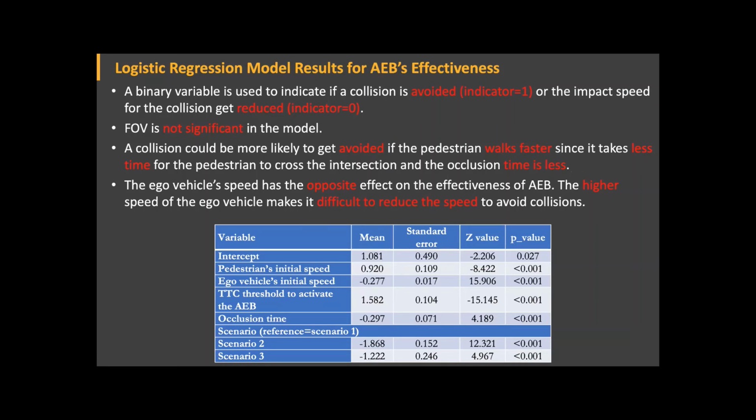We also conducted a logistic regression model. Here's the result. A binary variable is used to indicate if the collision is avoided or the impact speed of the collision gets reduced. All factors except the FOV are significant in this model. A collision could be more likely to get avoided if the pedestrian walked faster, since it takes less time for the pedestrian to cross the intersection and the collision time is less. The ego vehicle speed has the opposite effect on the effectiveness of AEB. A higher speed of the ego vehicle makes it difficult to reduce the speed to avoid the collisions.